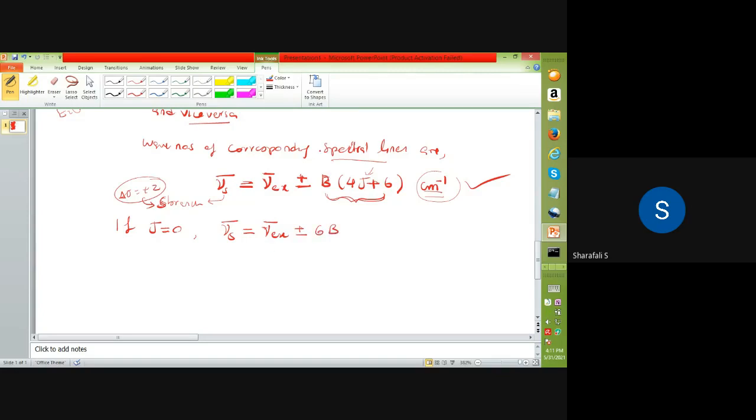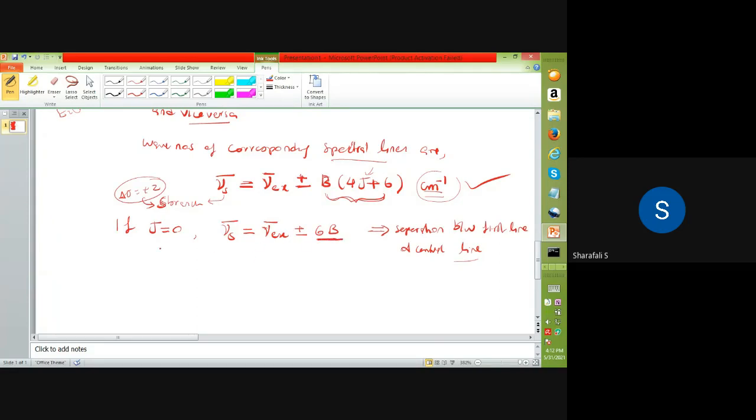What that means is, if you are considering J equal to 0, then you are considering the separation between the first line and the central line. And what is that separation? That separation is 6B. So the central line and the first line are separated by 6B.